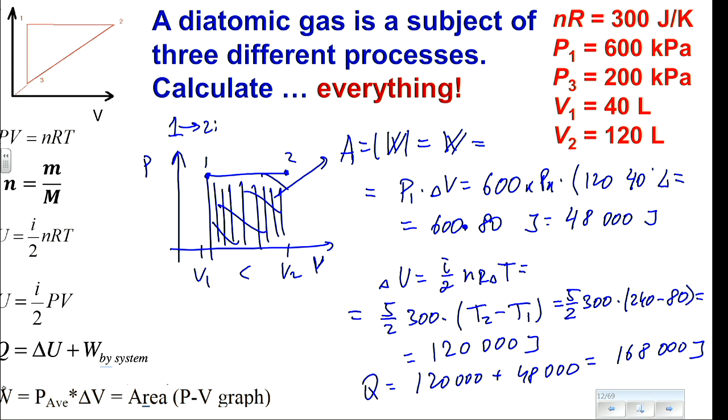During this process, what is happening to heat? Is it being absorbed or released? Does the system absorb the heat or release it? Q is positive, so it absorbs. Everything is very clear when we know the rules. This is only for this process, for the process 1 to 2.